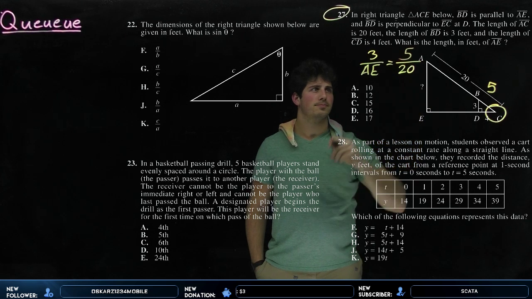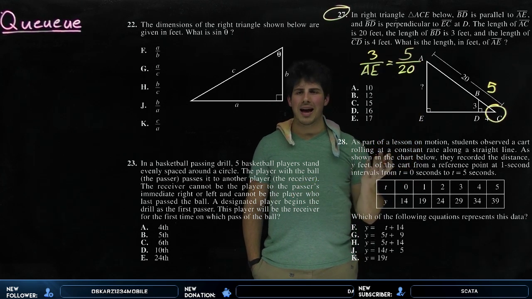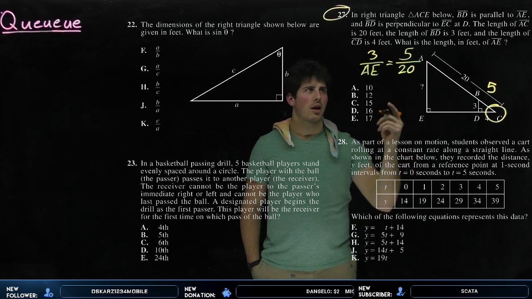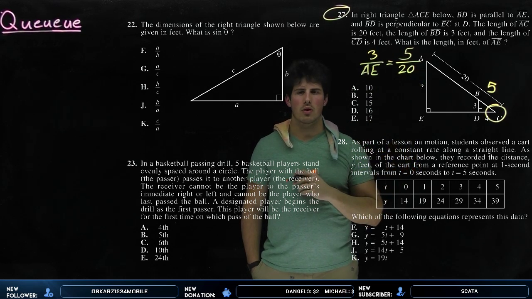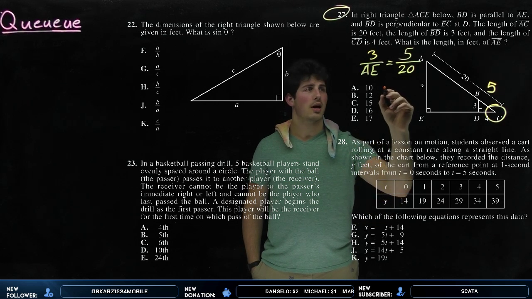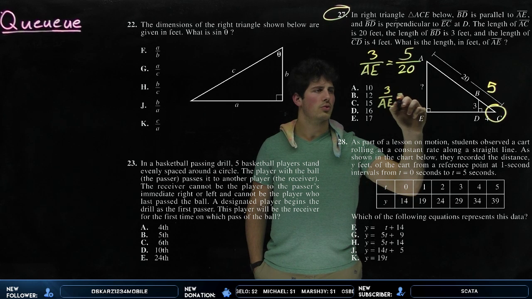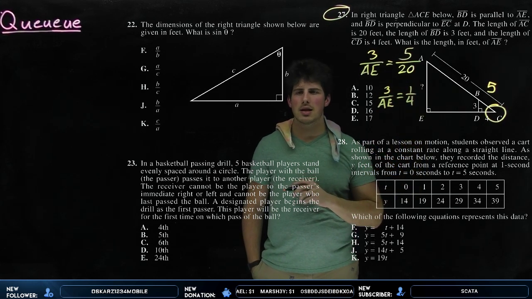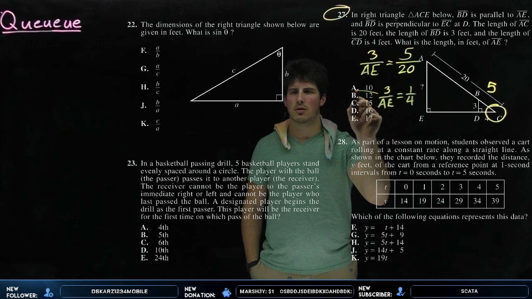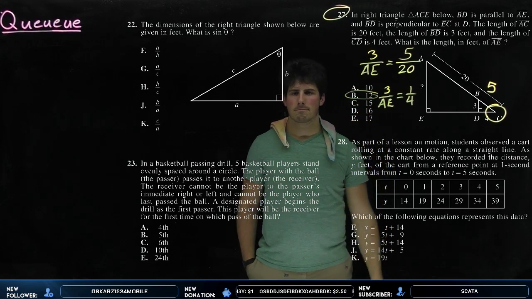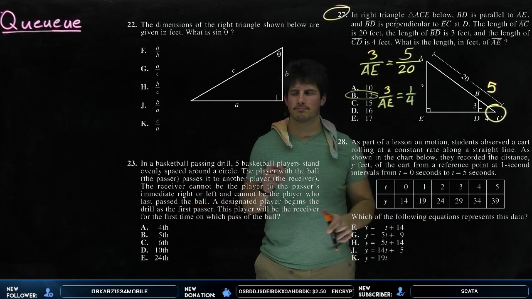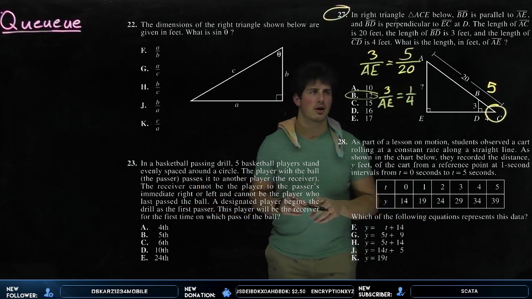Plug that in here. I can plug this through. I can also simplify it. I know that 5 over 20 is 1 over 4. So 3 over AE equals 1 over 4. Multiply through, and I get that AE equals 12. Boom. Are there any questions on that?